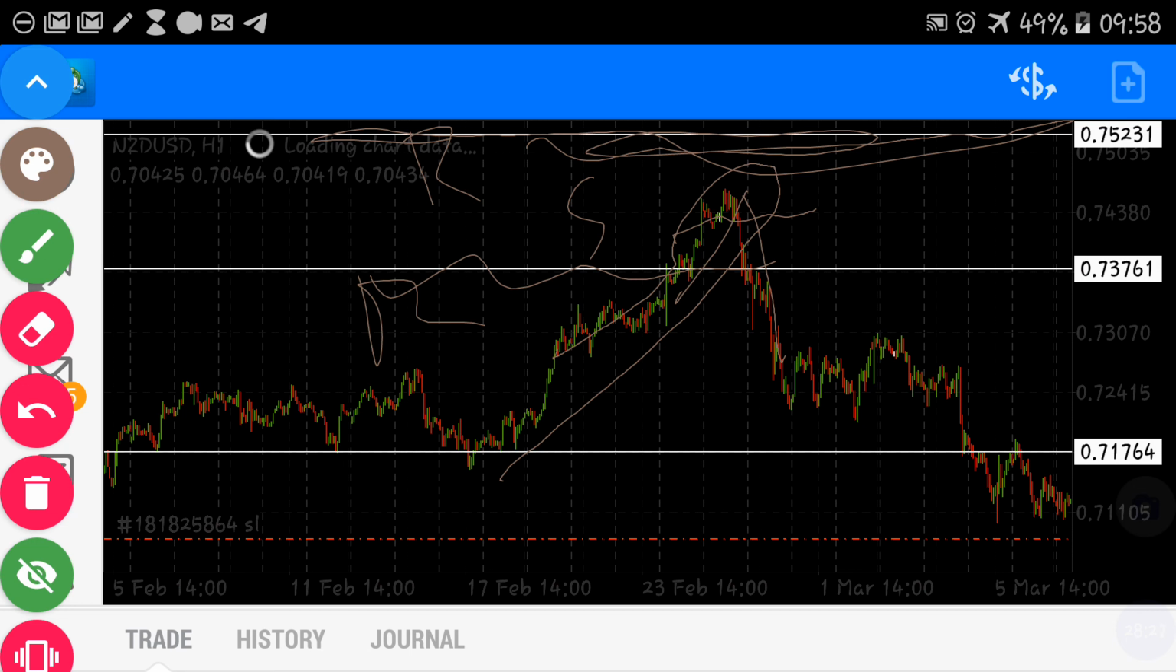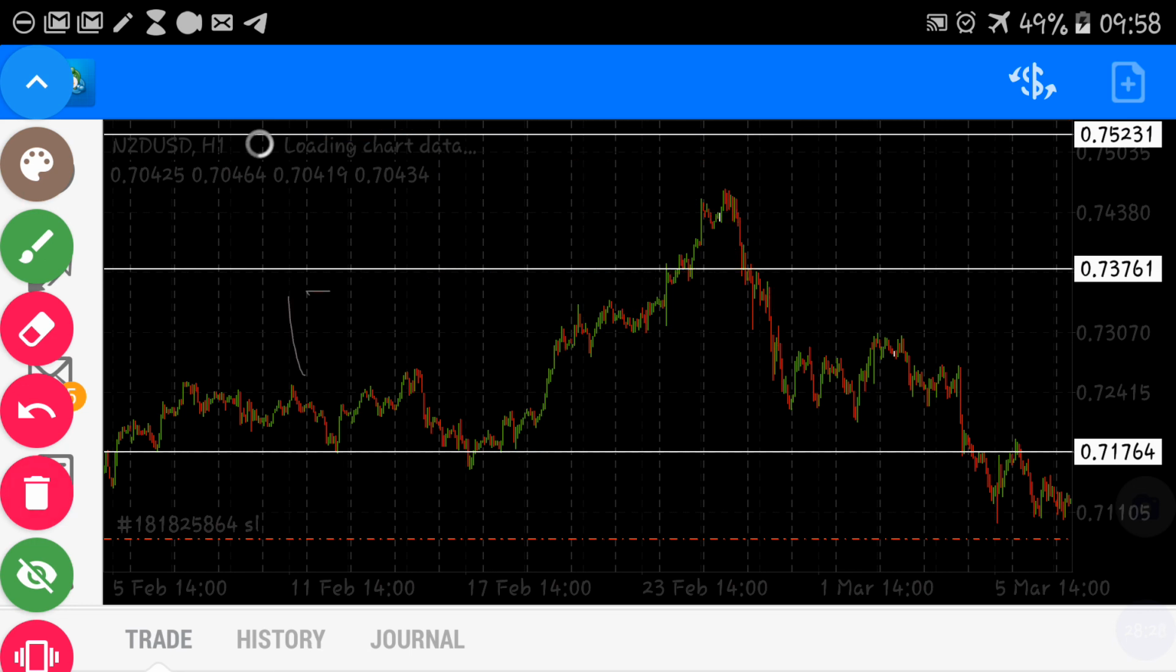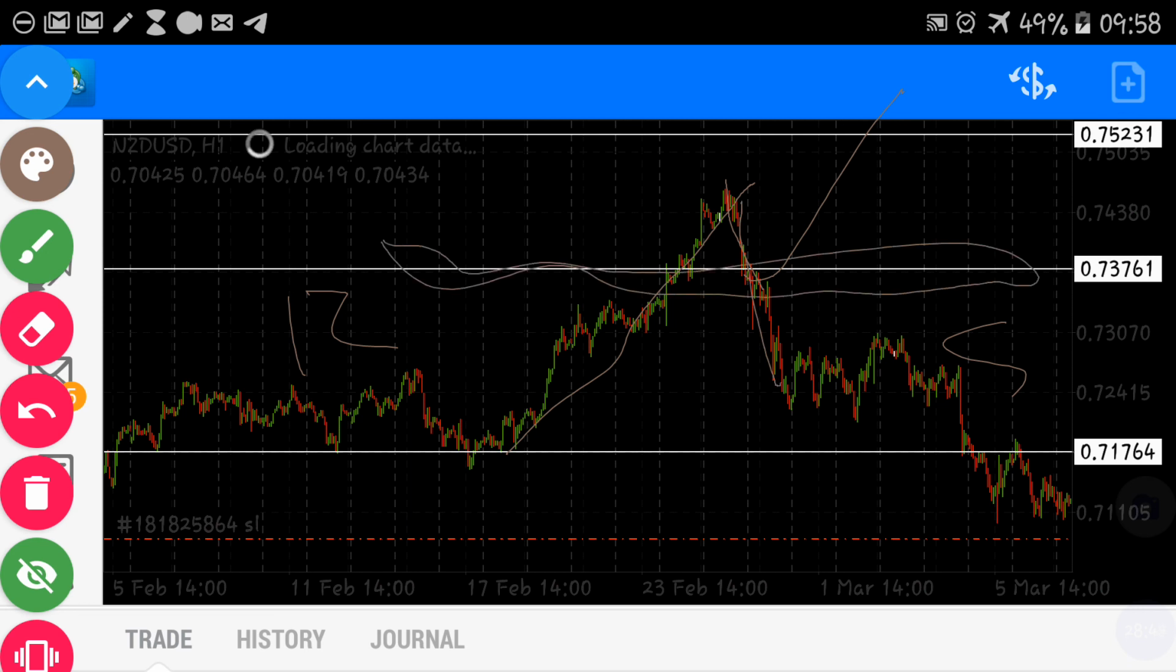Okay, let me just do this illustration again. It was a resistance, price broke it up, it became a support. Now price came down. Instead of bouncing up, it didn't bounce up. Since it broke it back down, this line remains a resistance, because price is still trading below it.